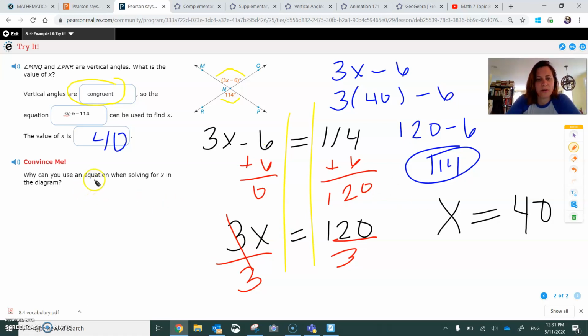How can you use an equation when solving for x in the diagram? We just did. That's it. That's all I got for right now.